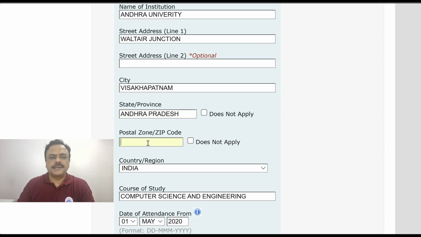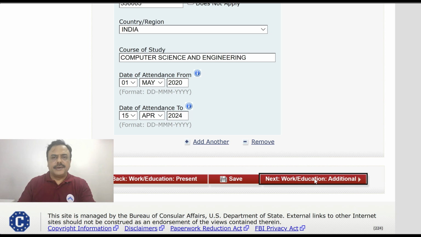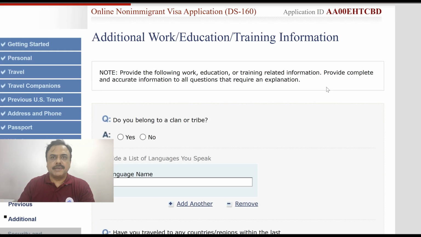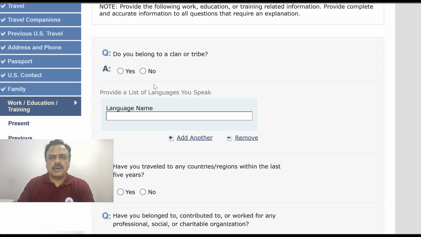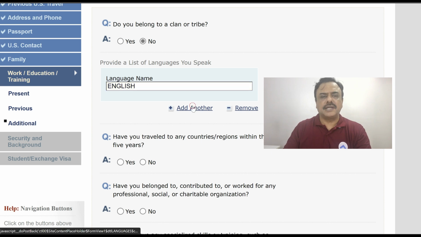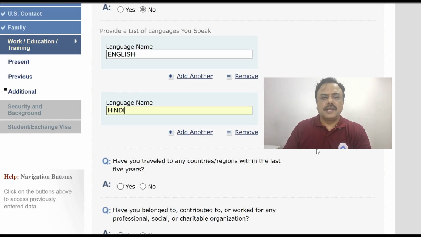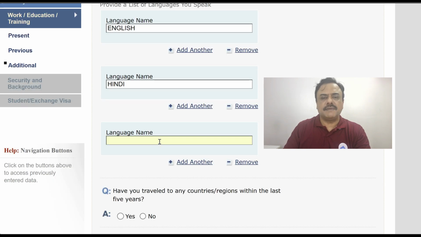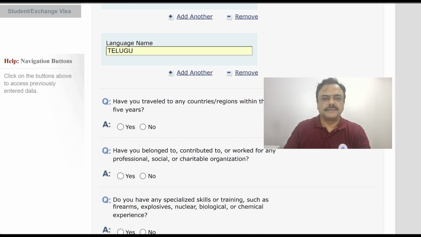Having filled that, a few more personal questions are going to be asked. Do you belong to a clan or tribe? Now remember, even if you belong to ST, the answer is no here. This is not applicable for the Indians. Do mention clearly the list of languages that you know of. Do not mention any language where you do not have conversational level of skill, because for all you know, the visa officer might end up knowing that language.